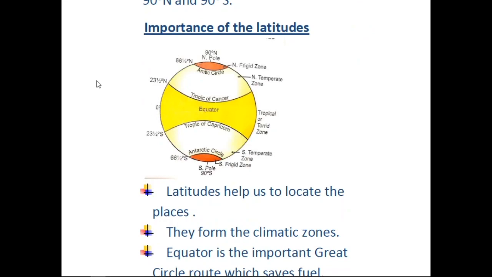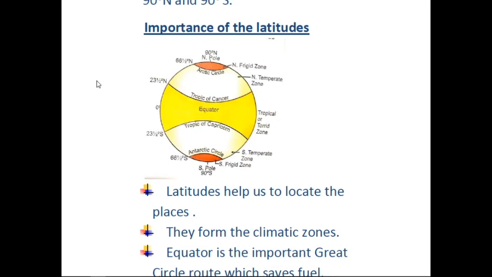The latitudes are very important for us because they help us to locate the places. They form the climatic zones. Here this is the diagram of the climatic zone and importance of the latitude. Equator is in the middle. Tropic of Cancer 23.5 degree. Arctic Circle, then North Pole. Tropic of Capricorn 23.5 degree south. Antarctic Circle 66.5 degree south, then South Pole 90 degree.